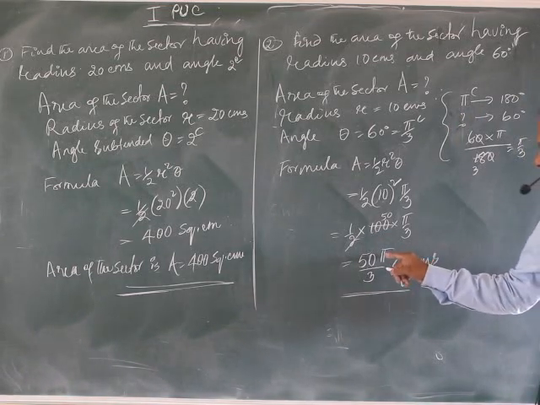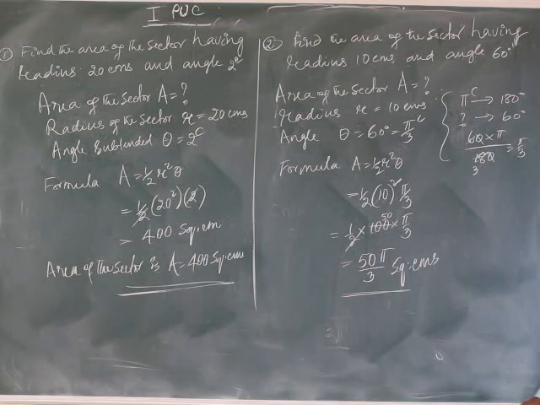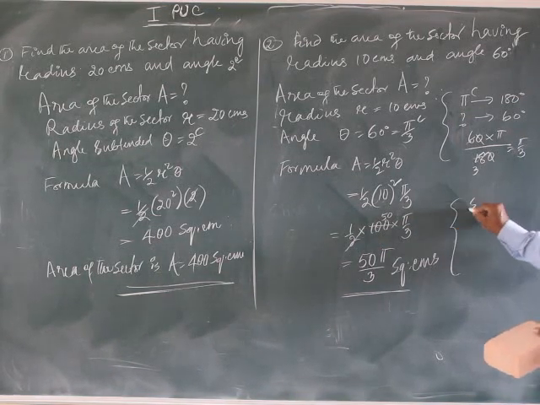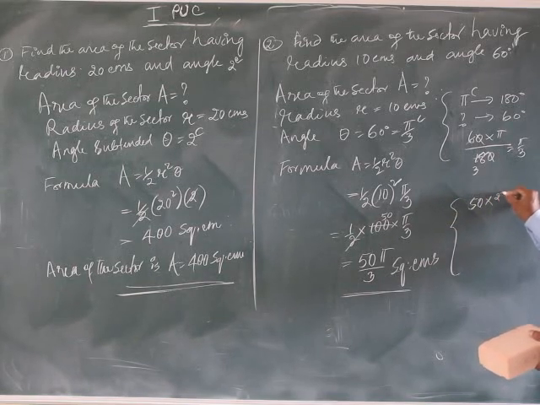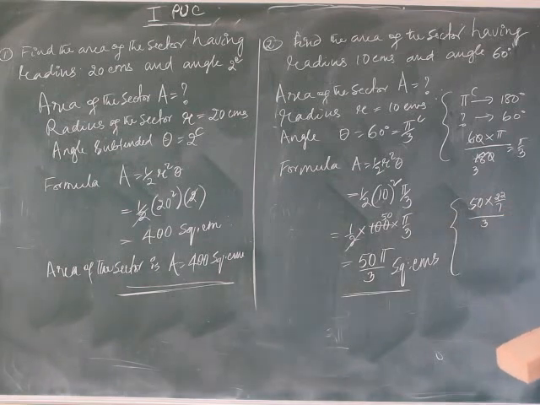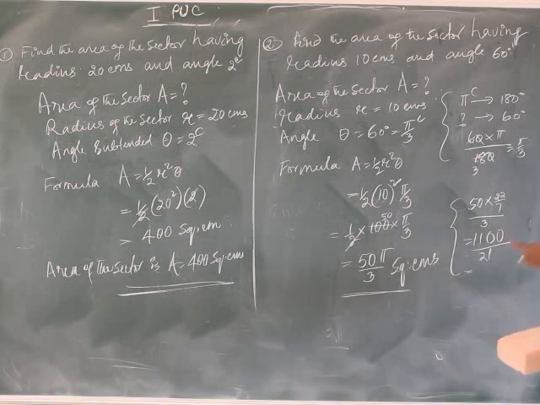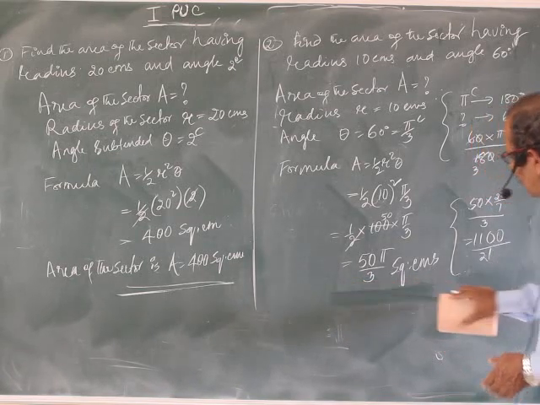If you put the value of pi 22 by 7, you get still better answer. It can be simplified. Okay, let me do that one also. 50, 22 by 7 by 3, or it is by 7 into 3, 21. Simplify this and get the answer, or let me leave that one as homework for you.